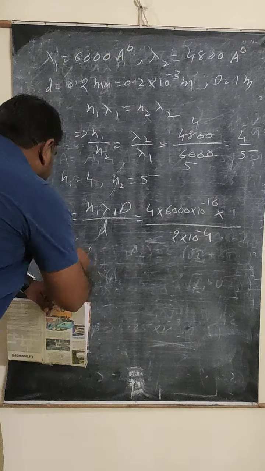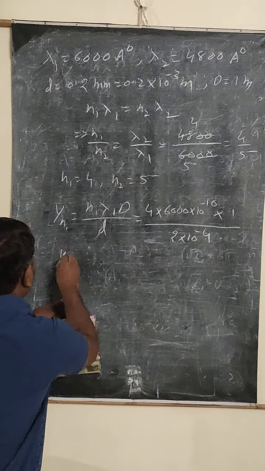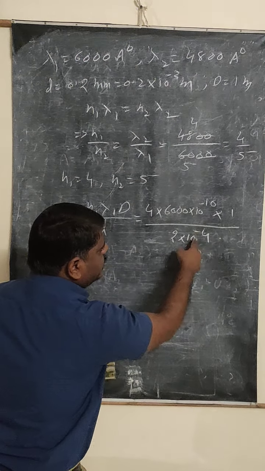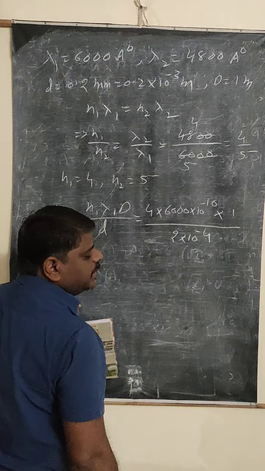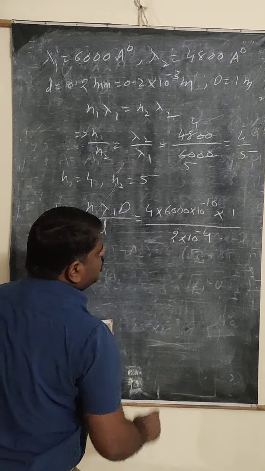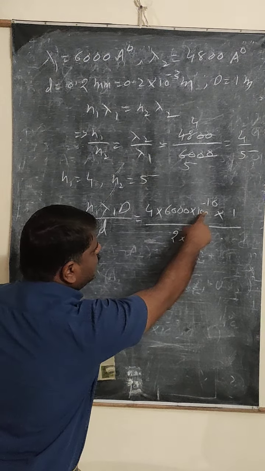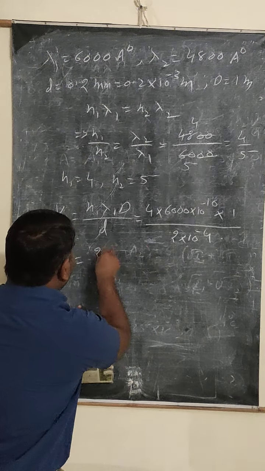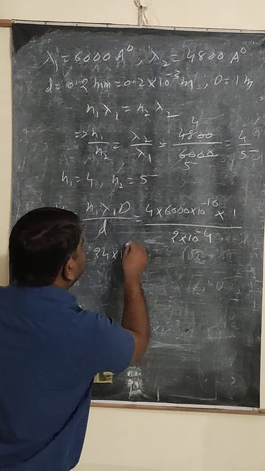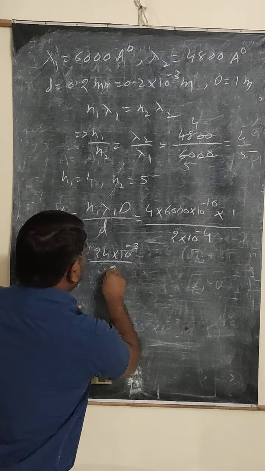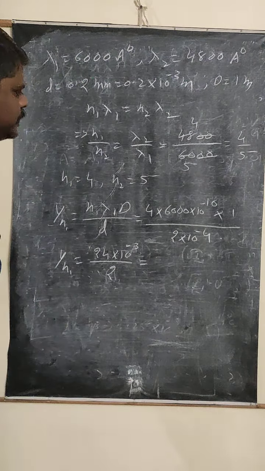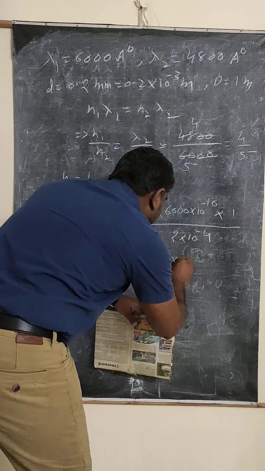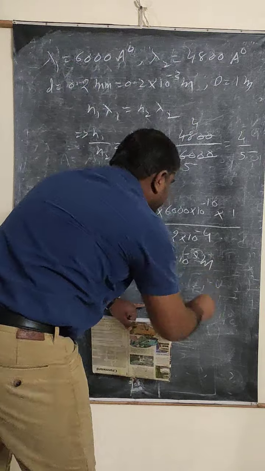Now simplify these equations. Y N1 is equal to, first we can simplify the 10 powers. 10 power minus 4 goes to the numerator, so it becomes plus 4, plus the 10 power minus 10 and 10 power minus 3, 6 fours are 24, so it becomes 24 into 10 to the power of minus 3 by 2. What is the 24 by 2 value? 12. So it will be 12 into 10 to the power of minus 3, in meters.